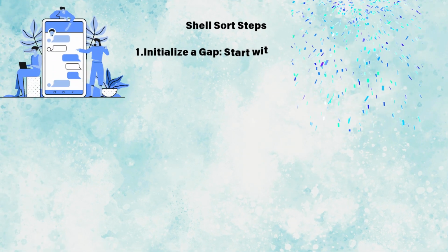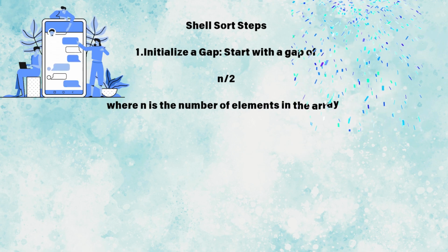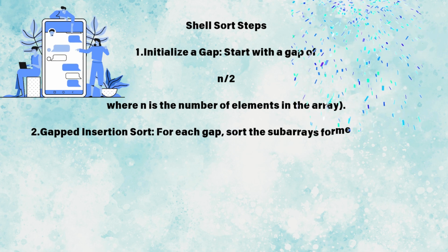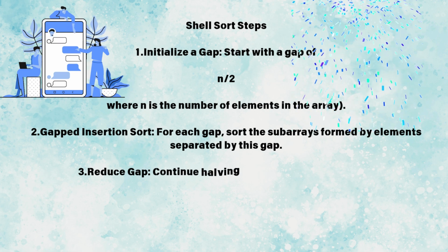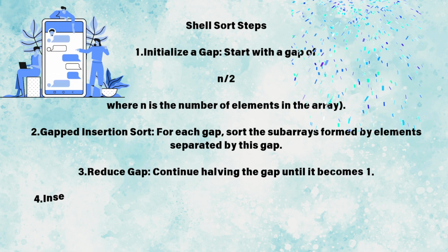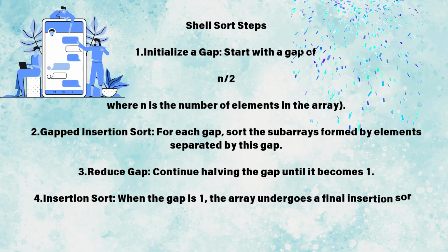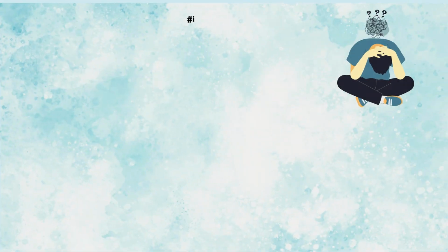Shell sort steps. 1. Initialize a gap. Start with a gap of n/2, where n is the number of elements in the array. 2. Gapped insertion sort. For each gap, sort the subarrays formed by elements separated by this gap. 3. Reduce gap. Continue halving the gap until it becomes 1. 4. Insertion sort. When the gap is 1, the array undergoes a final insertion sort, resulting in a sorted array.